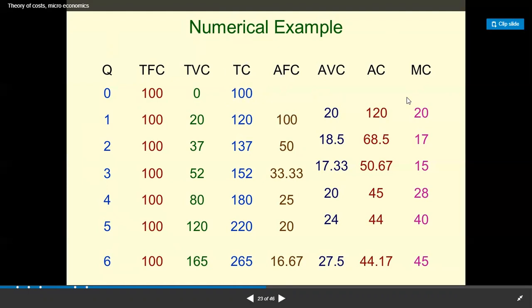So first 100, we have nothing to do because no output is there. Now no TVC is there. TVC is 0, so that is why MC is 0. Now what do we have to do? We have to subtract: 120 minus 100, we get 20. 137 minus 120, 17. 152 minus 137, 15. 180 minus 152, 28. 220 minus 180, 40. And all that. So we have to get the answer. How can we find out?